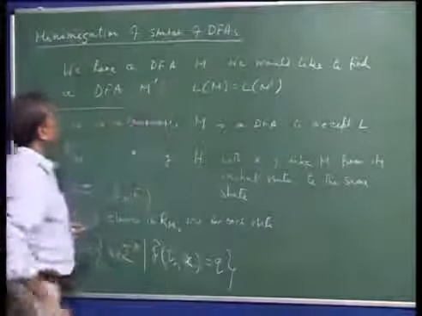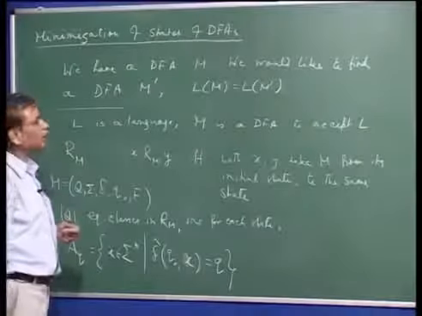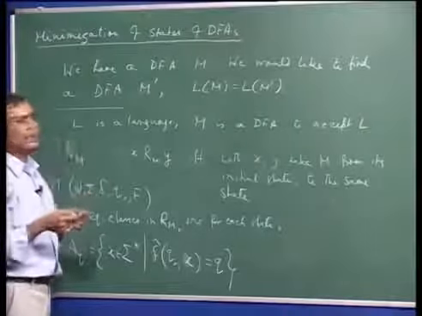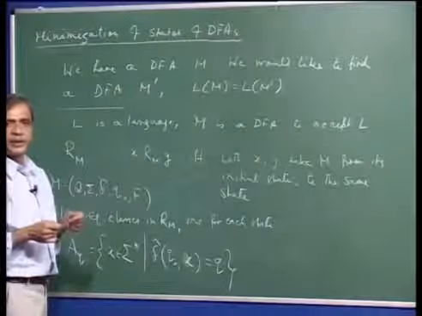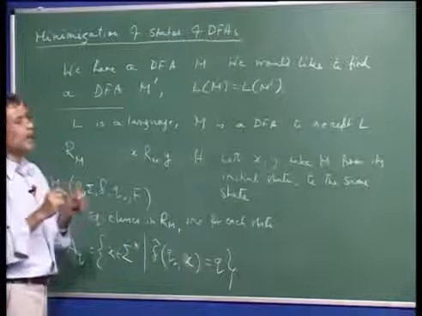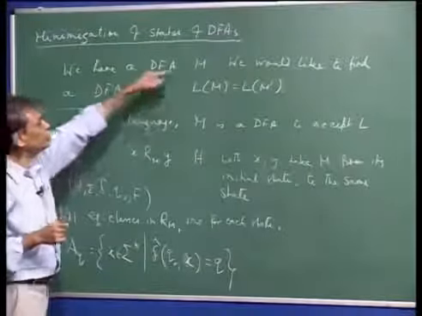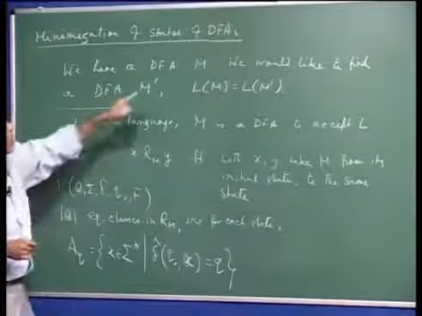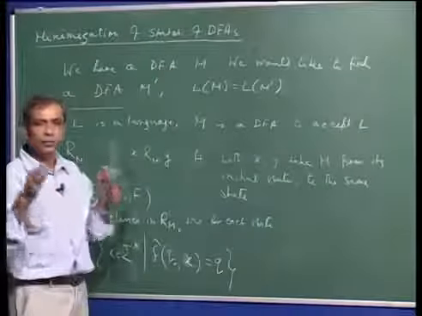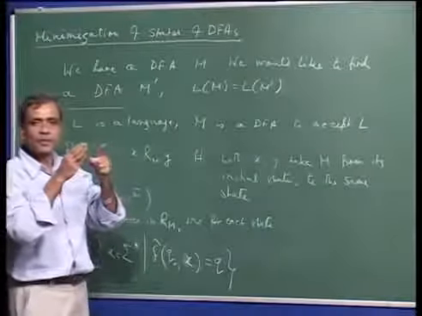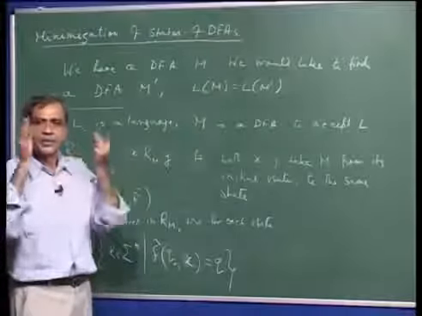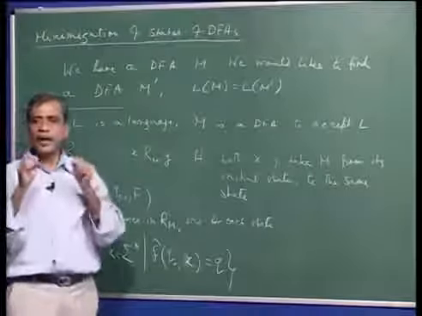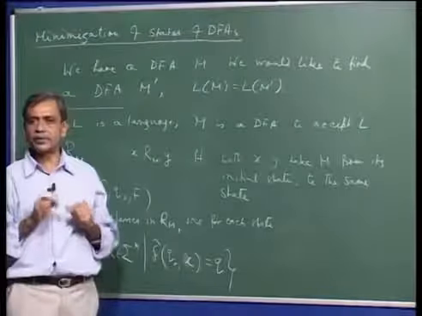We have been given a DFA M. Can I find two states in this machine M such that the equivalence classes of Rm corresponding to these two states are both parts of the same equivalence class of RL? How do I identify such pairs of states?